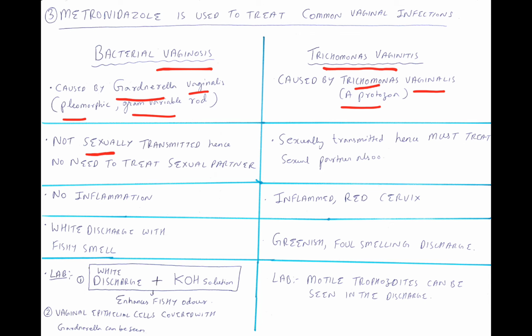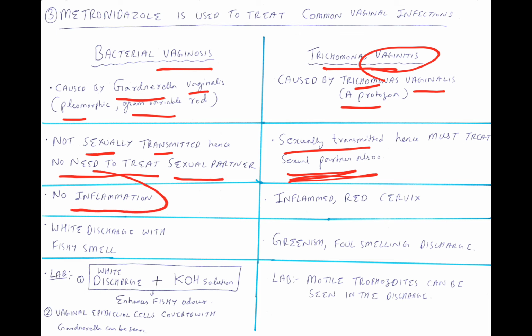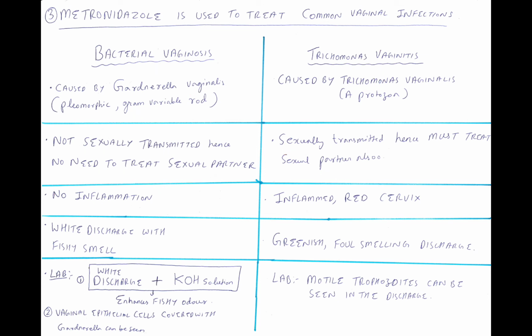Vaginosis is not sexually transmitted, hence there is no need to treat sexual partner, whereas vaginitis is sexually transmitted, hence the sexual partner must also be treated. Again, here in vaginosis there is no inflammation, whereas here in vaginitis there will be inflamed red cervix. We also call it strawberry cervix. In vaginosis, there will be white discharge with fishy smell, whereas in vaginitis, there will be greenish, foul-smelling discharge from the vagina.